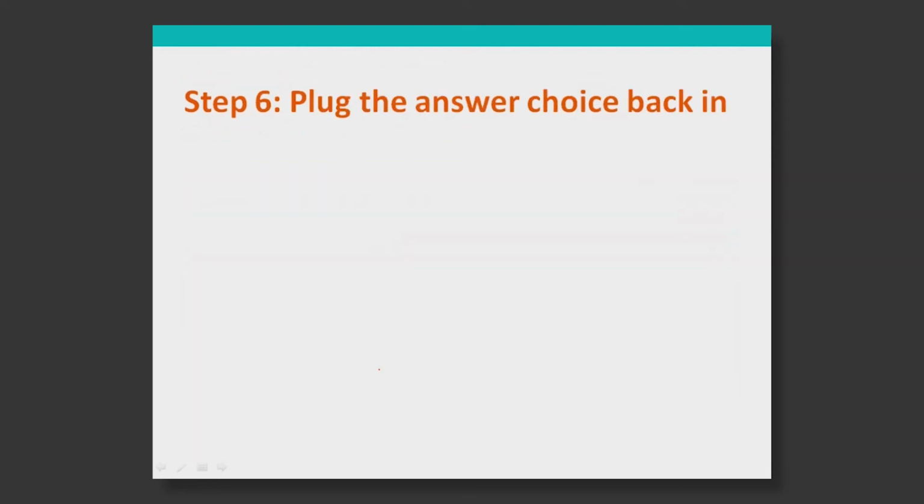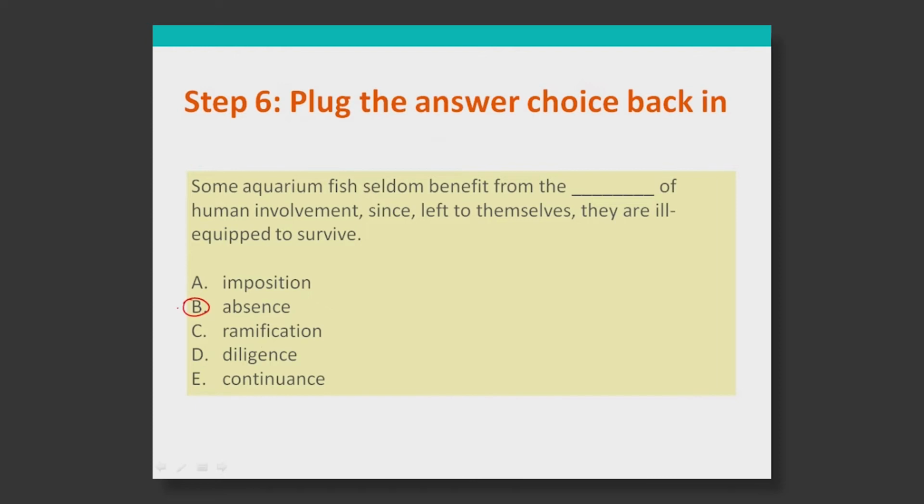So at this point, in step 6, all we do is we take the answer we identified, plug it back in, and see if it reads okay. Some aquarium fish seldom benefit from the absence of human involvement since, left to themselves, they're ill-equipped to survive. This seems to bring out the meaning that this sentence makes, so you can proceed to the next question. Now, a lot of you may feel that you could still arrive at the right answer choice without following all these steps, but the reason we tell you to avoid that is because some of these answer choices may still seem tempting or trap answers if you put them back in without proceeding by understanding what the sentence says.